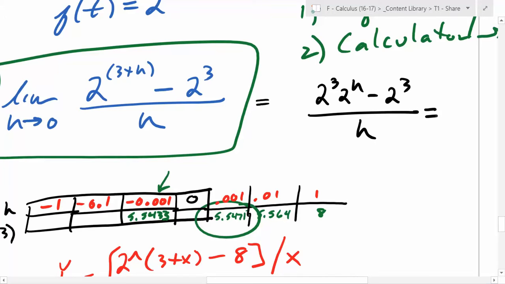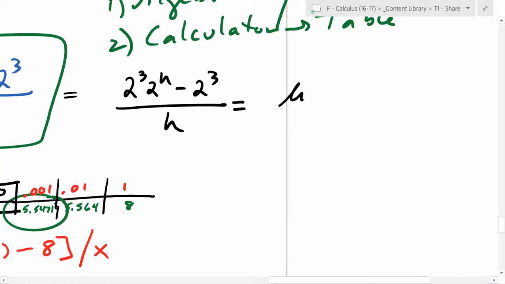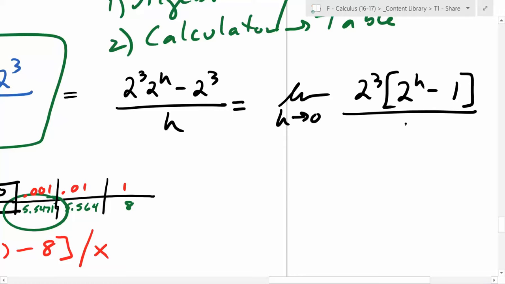Yeah. What can we pull out of the top? It just ends up being 2 to the third over h. The limit as h goes to 0, 2 to the third times what? 2 to the h minus 1 over h, right? And you're like, yay, that doesn't help me. Because can you cancel h out of anything? So if you get stuck and you have a calculator in your hand, what should you immediately do? Make a table. Plug in something really close, because h is going to what? 0. So plug in something really close to 0.